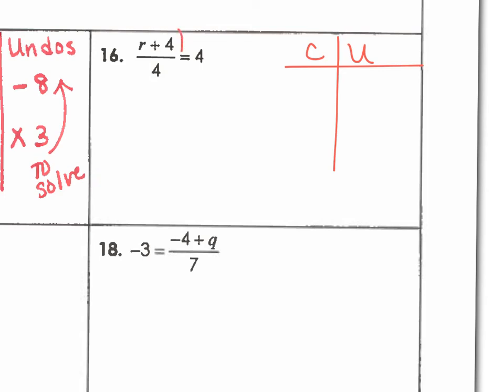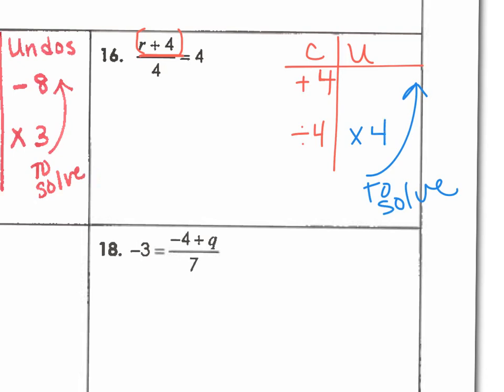I want you to put this in parentheses because this vinculum, that fraction bar, is a grouping symbol. According to PEMDAS, I need to add 4 first because they're grouped together. Then, according to PEMDAS, I would divide by 4. In order to solve, I'm going to do that all in reverse. I'm going to multiply by 4 and then subtract 4.